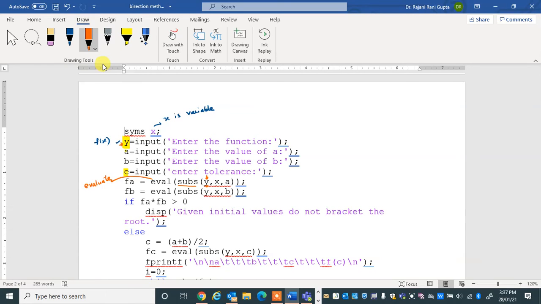What do you have to substitute? You have to substitute the value of x by A, the lower point of the interval. So this is for calculating f of A. Similarly, this will give you the value of the function at B, where x is replaced by B. Then what is the next thing?